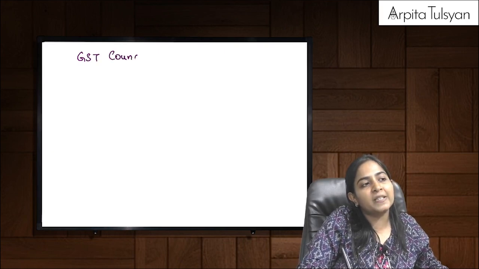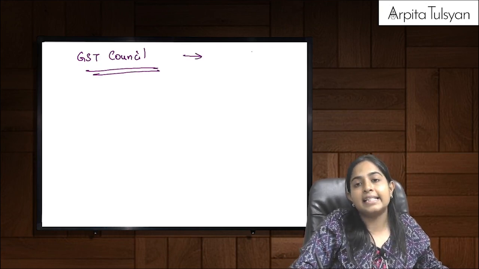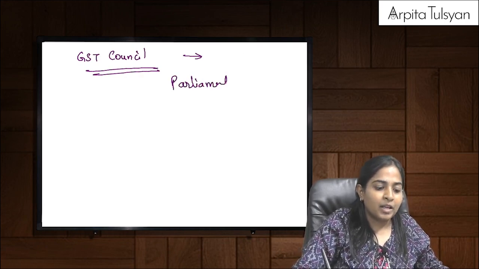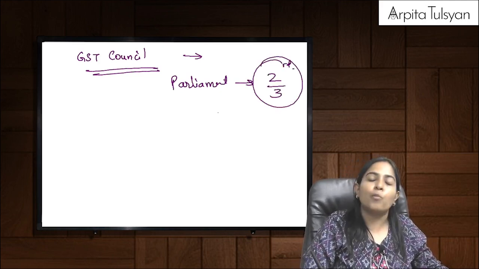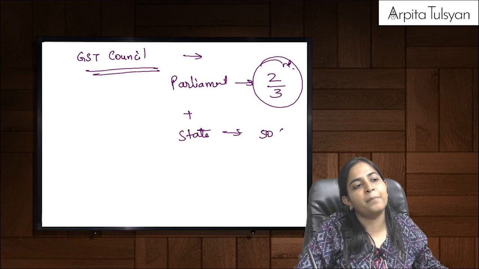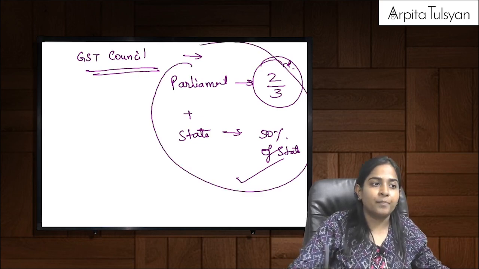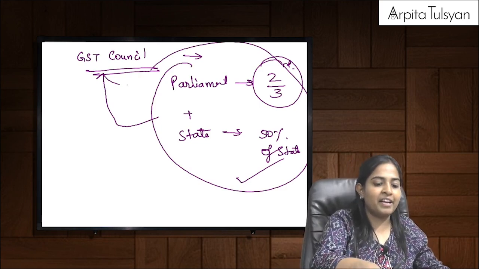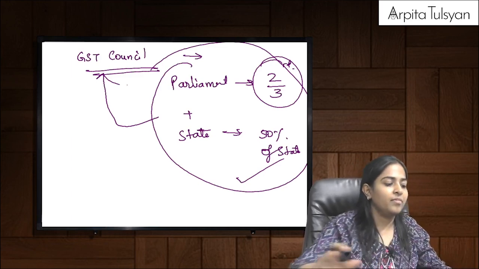If we want to make any changes in the above article, that is, the article relating to the GST Council, then first it has to be approved by Parliament. We should get at least 2/3 voting in Parliament, both houses, Lok Sabha and Rajya Sabha. Then we will take ratification from the states, where at least 50% of the states should say yes. Then you can make changes in the GST Council. Are you clear till here?